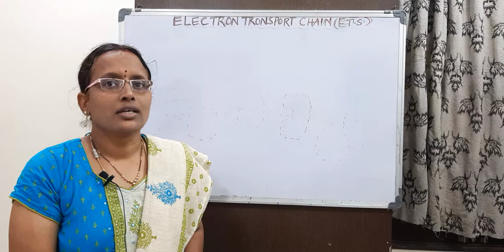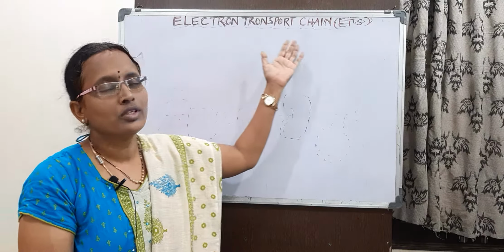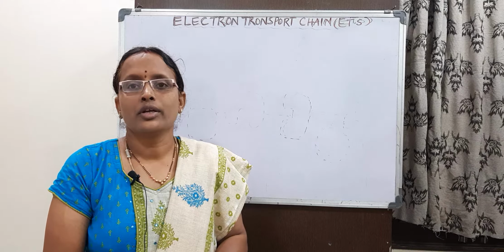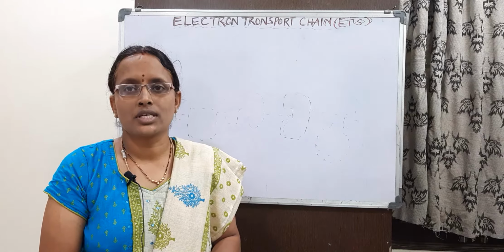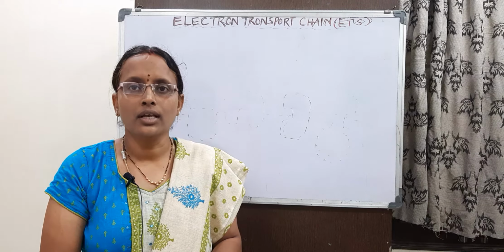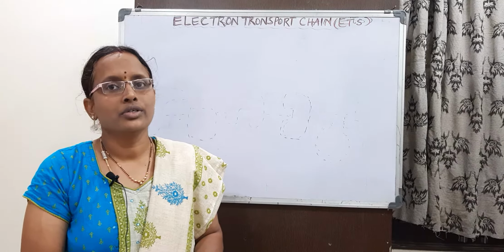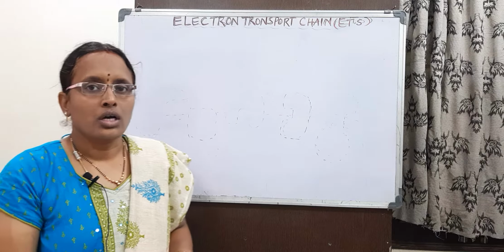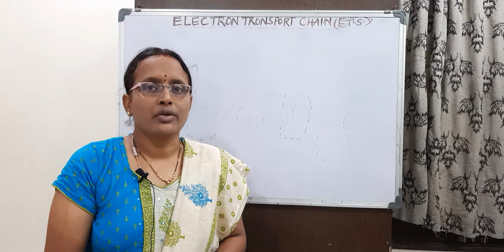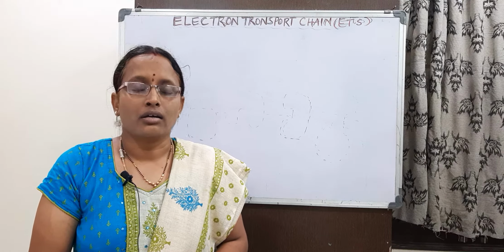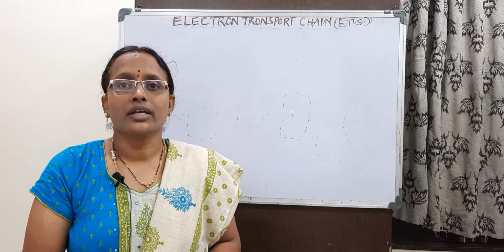Today's topic is electron transport chain. So in aerobic respiration, the first step is glycolysis, after that the Krebs cycle, and the next step is the electron transport chain. So glucose is converted into pyruvic acid, then it is converted into acetyl coenzyme A in the link reaction.